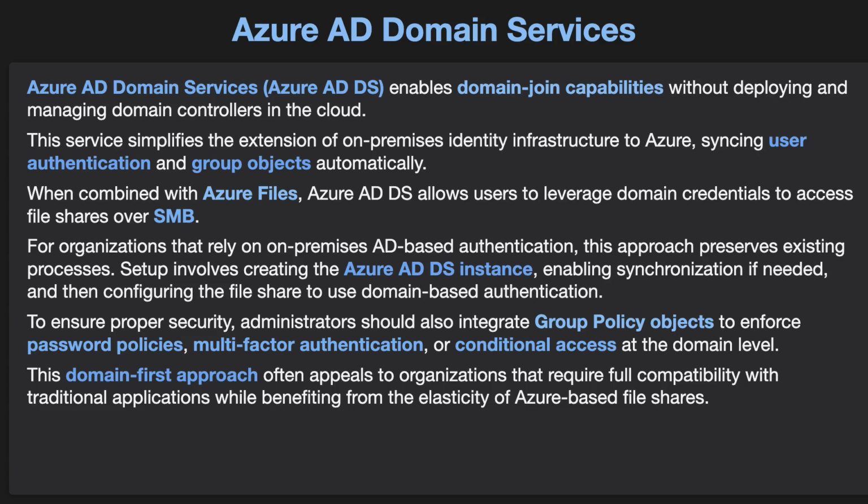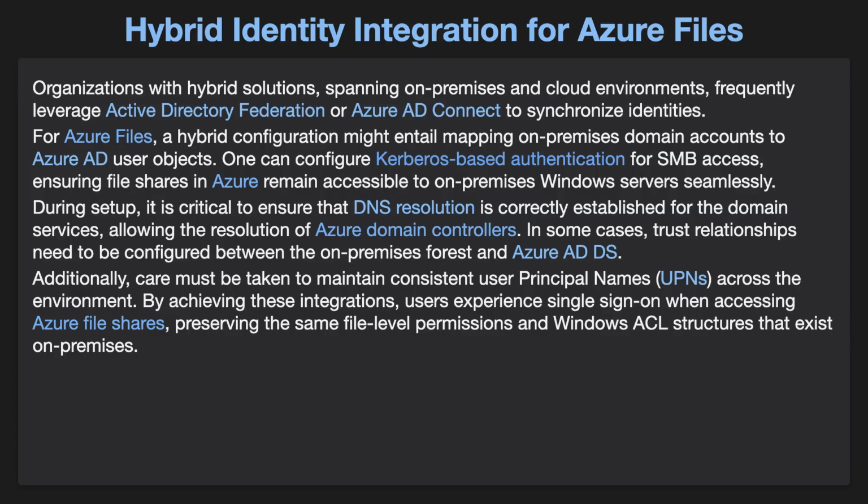Organizations with hybrid solutions, spanning on-premises and cloud environments, frequently leverage Active Directory Federation or Azure AD Connect to synchronize identities. For Azure Files, a hybrid configuration might entail mapping on-premises domain accounts to Azure AD user objects. One can configure Kerberos-based authentication for SMB access, ensuring file shares in Azure remain accessible to on-premises Windows servers seamlessly.